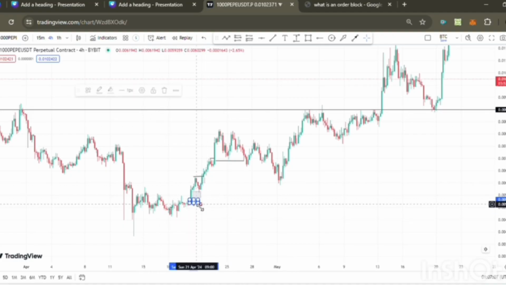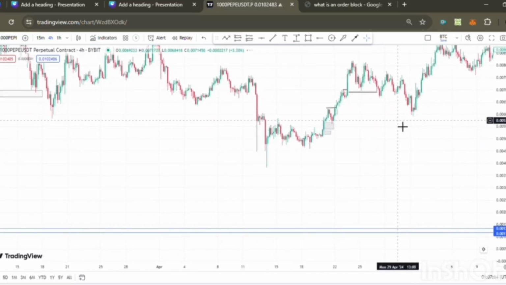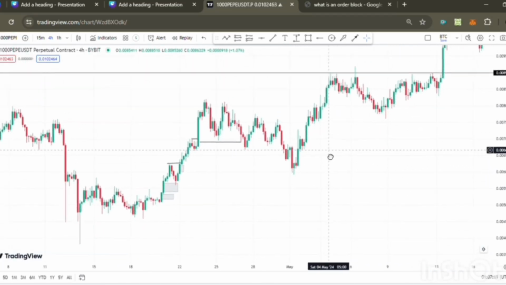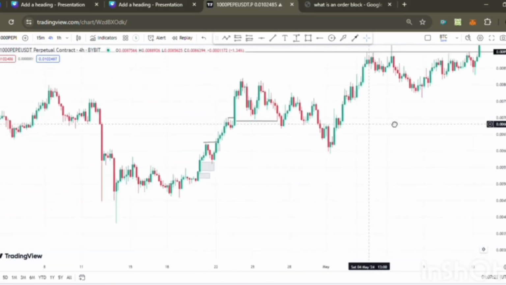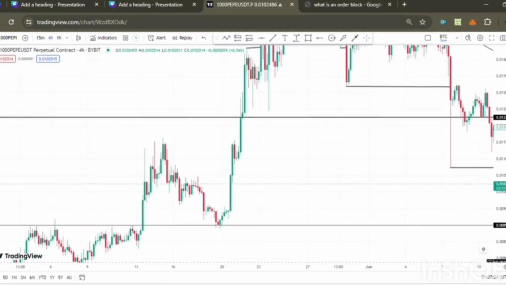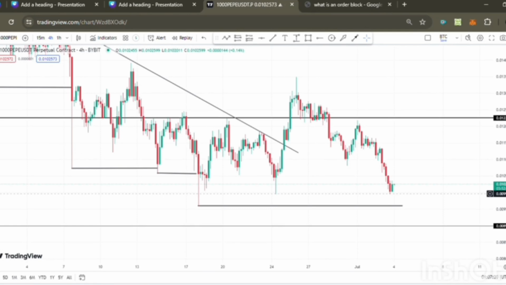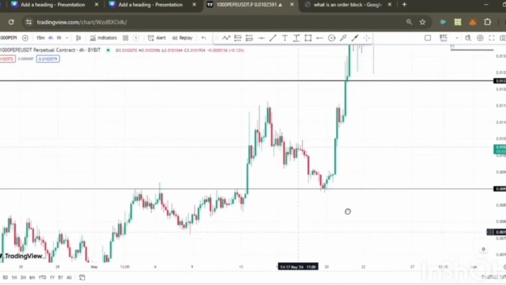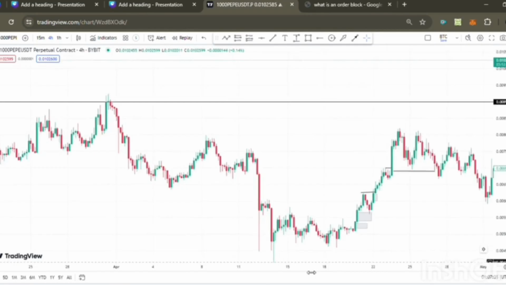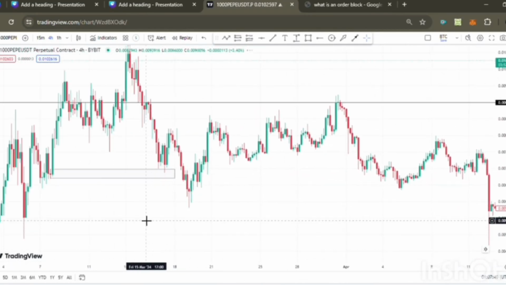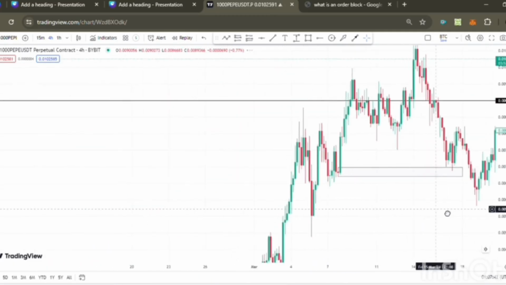So in a bullish scenario, let's say you have identified the concepts and factors behind the order block. Now you want to enter the market, right? You want to enter the market. Let me find the one that's triggered. Okay, now look at here.